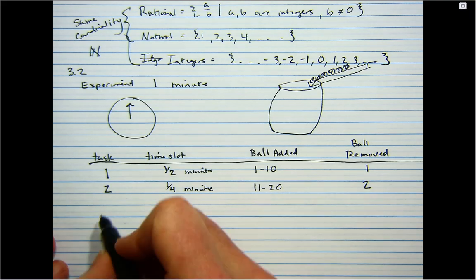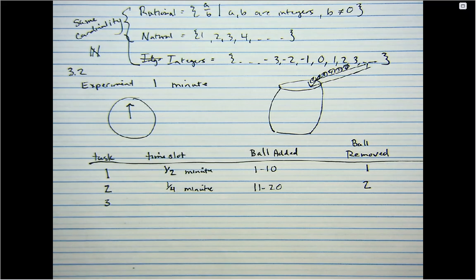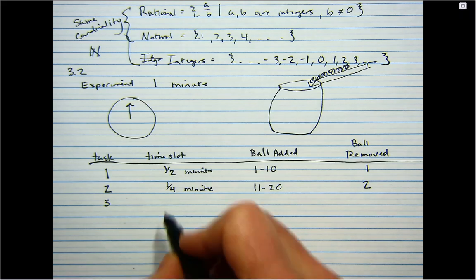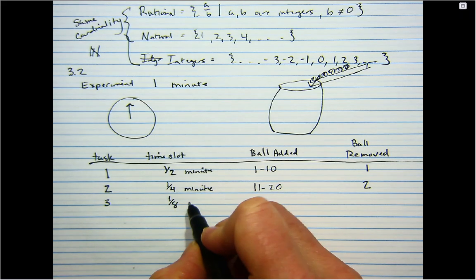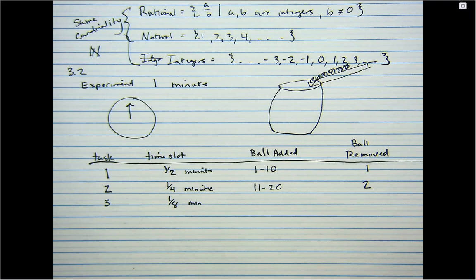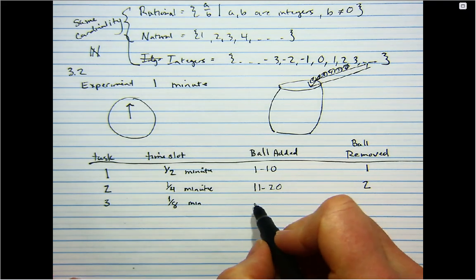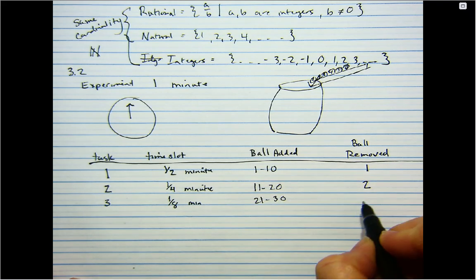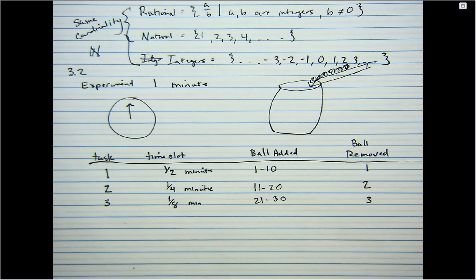So task 3 now, we have half of the time left. So we've used a half a minute and a fourth of a minute. Now there's an eighth of a minute left, 1/8. Well, there's a fourth of a minute left, but we're using half that time. So there's an eighth of a minute that we're using for this task. We put in balls 21 through 30, and then we reach in, take out ball number 3, and throw it away. So now we're going really fast here because we keep having the time that we have cut in half. So each of your tasks, you have to go faster and faster. So we're granting you the ability to move infinitely fast here.